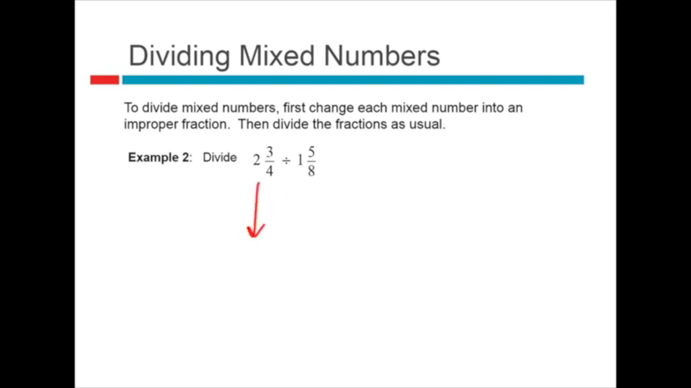2 3/4 as an improper fraction is going to be 11/4. 1 5/8 as an improper fraction is going to be 13/8. Oops, forgot the little arrow there. All right. Now, we're going to divide fractions as usual, which means we need to take our first fraction, keep it the same, and then we're going to multiply by the reciprocal of the second fraction. The reciprocal is just the fraction flipped upside down, basically. Okay? And now we just multiply, so we would multiply across.